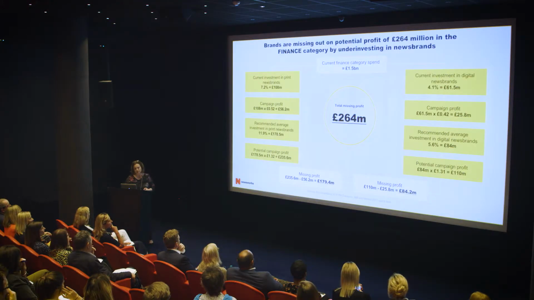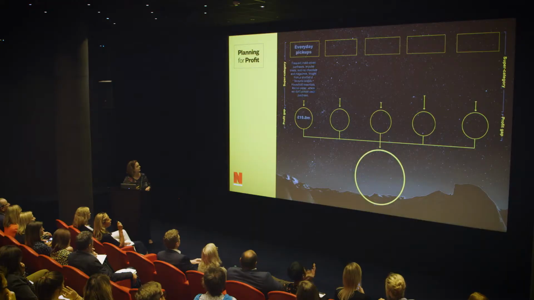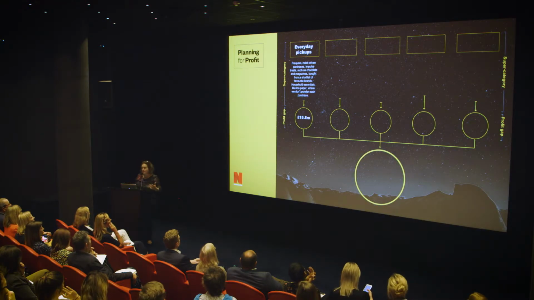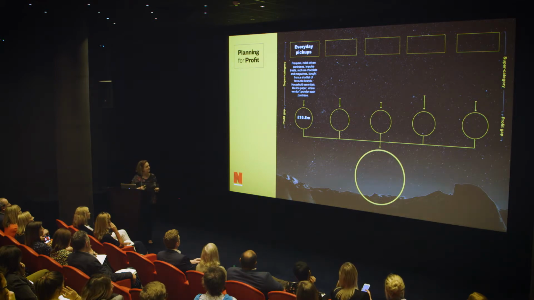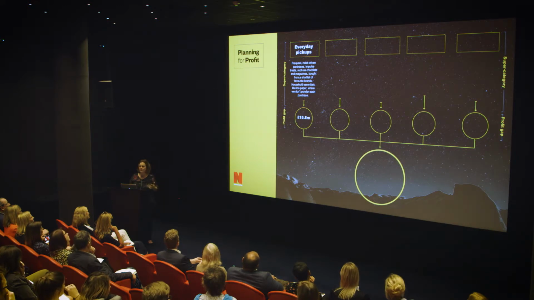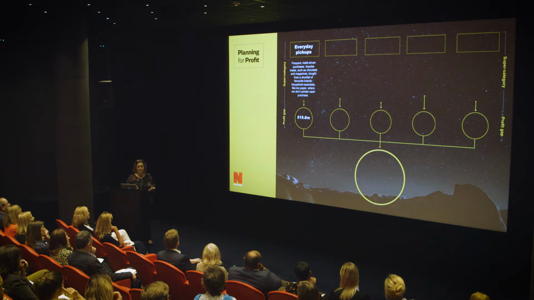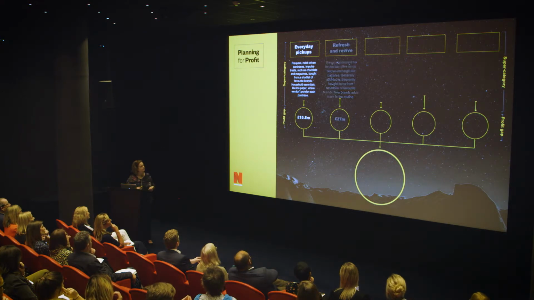Finance appears in a super category. To calculate our overall missing profit number, we've looked at the five super categories. So everyday pickups: chocolate, crisps, loo paper, all those sorts of things that you need. You would not expect this to be any different given what Sally talked about in terms of the profit margins in the FMCG category. There's missing profit of 15.8 million.